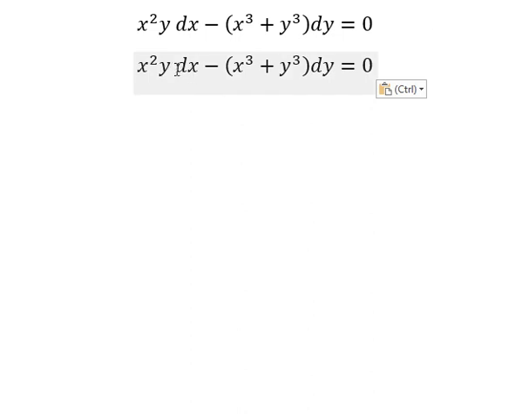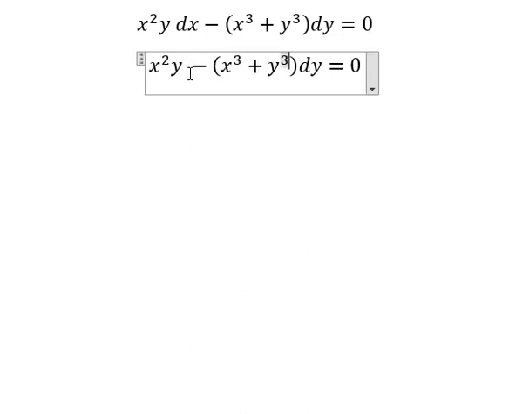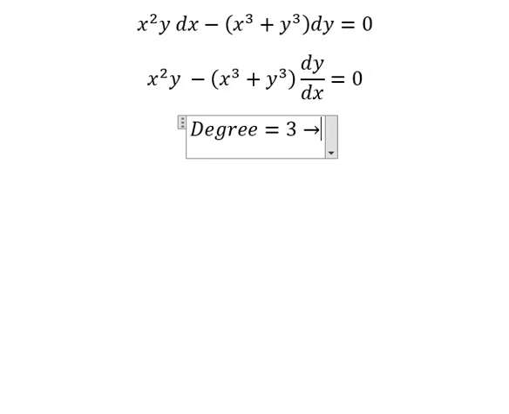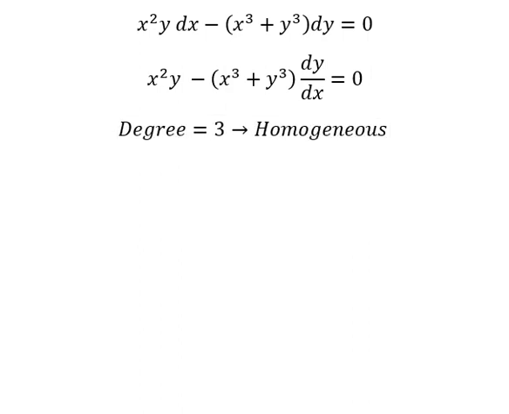So we need to divide both sides by dx. Next, this one, and this one, they are degree number 3. So this is about homogeneous. Now, we need to put y equals to vs.